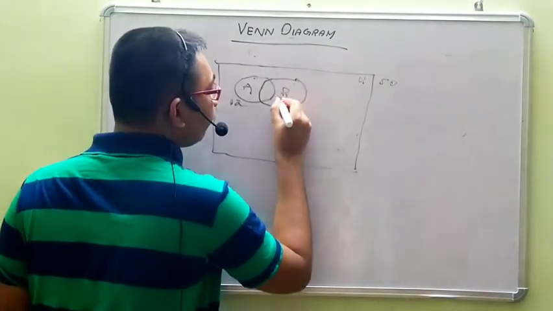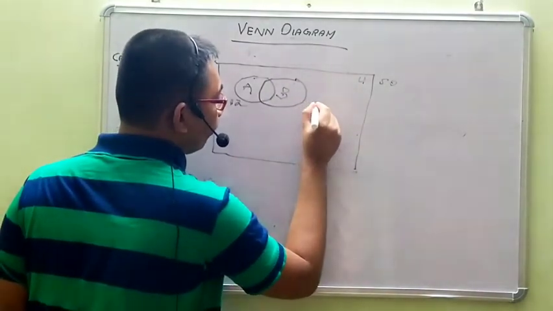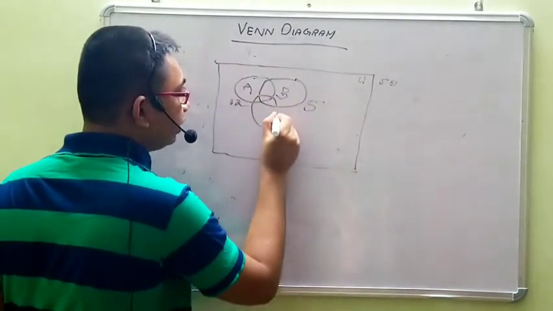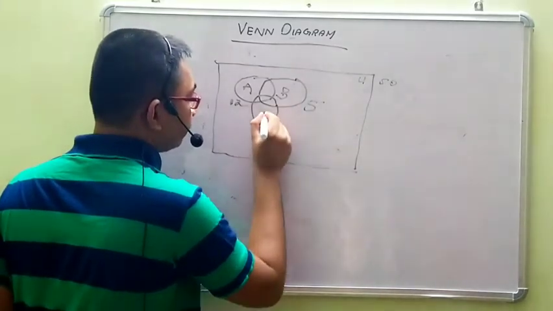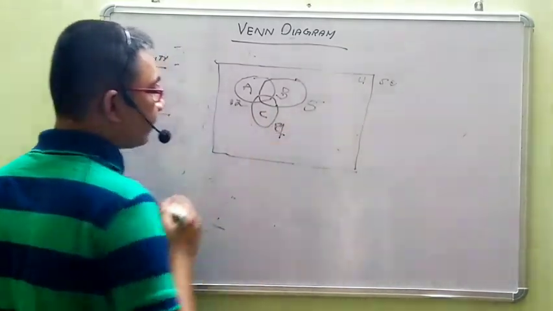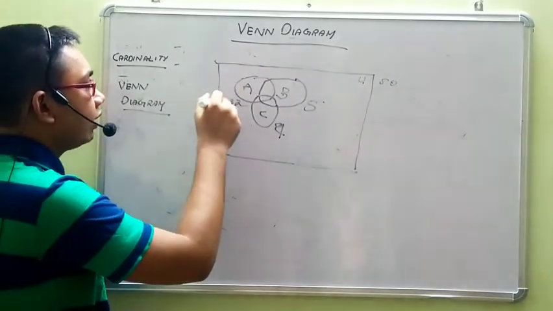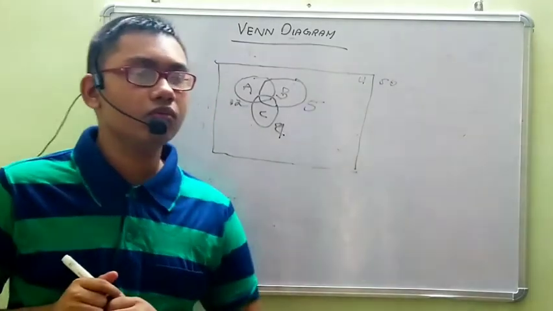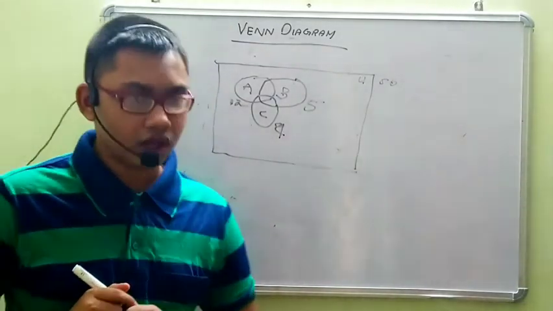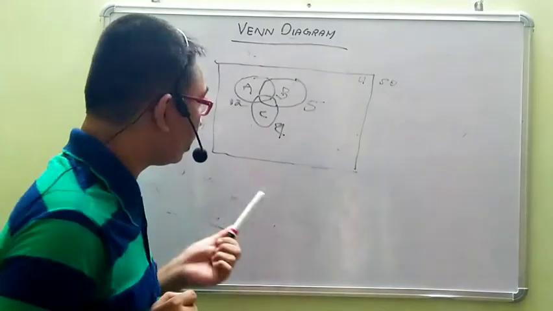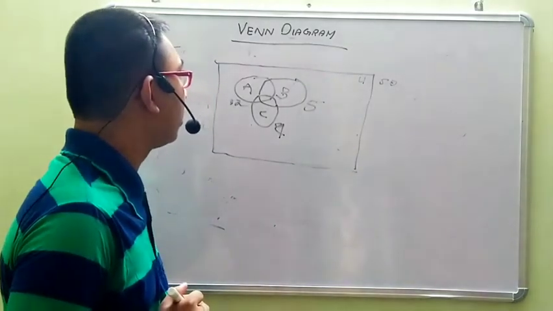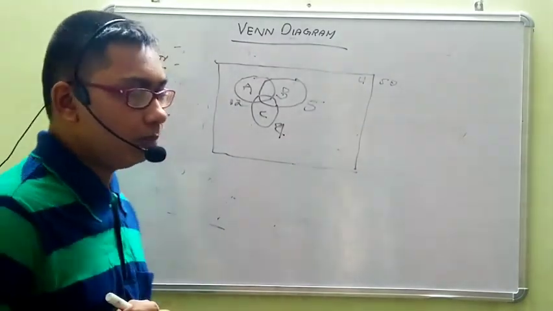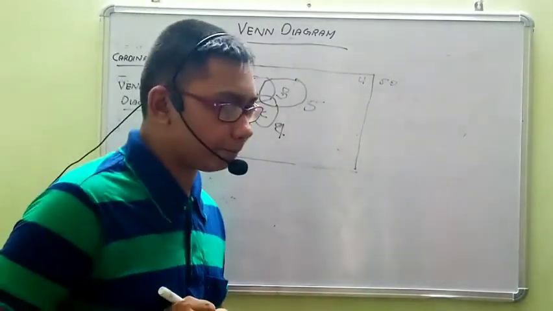Let us say the number of elements in B is 5. And let us say the number of elements in the set C is 9. This is how we write. A has 12 elements, B has 5 elements, C has 9 elements. Now, what do we want to find? What we want to find is the number of elements in A union B union C.